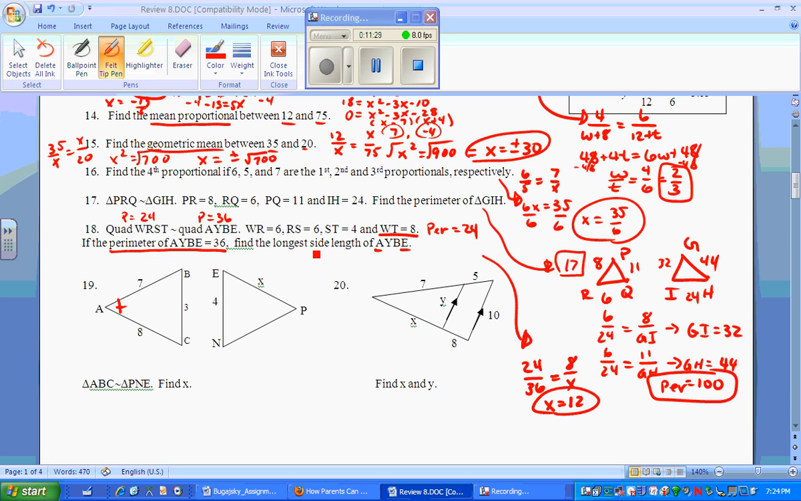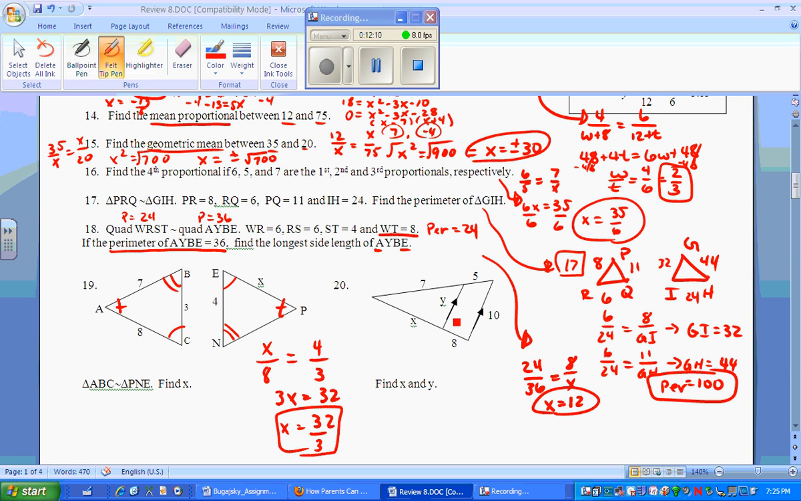19. Mark the angles that you know are congruent. A is to P, B is to N, and then C is to E. You want X, so the double mark across from X, so X is proportional to 8 as, we got this marker here, 4 would be to 3 because it's across from there. 3x is equal to 32. X equals 32 over 3.